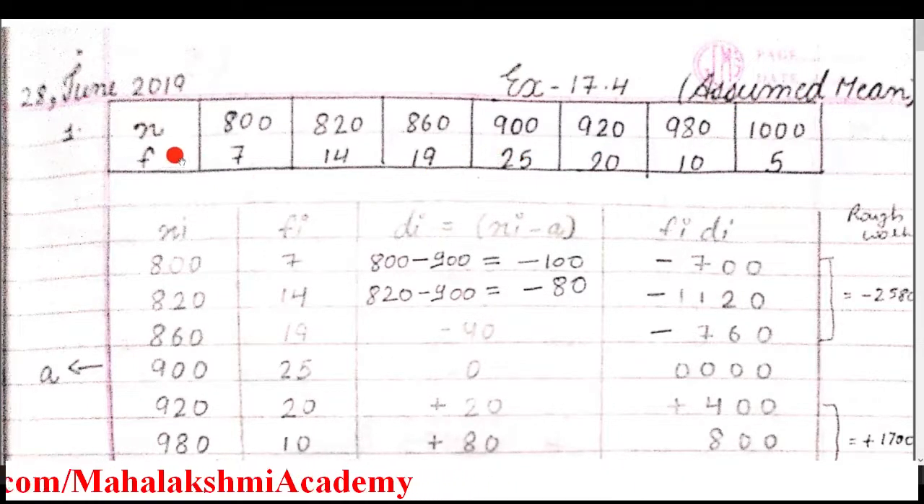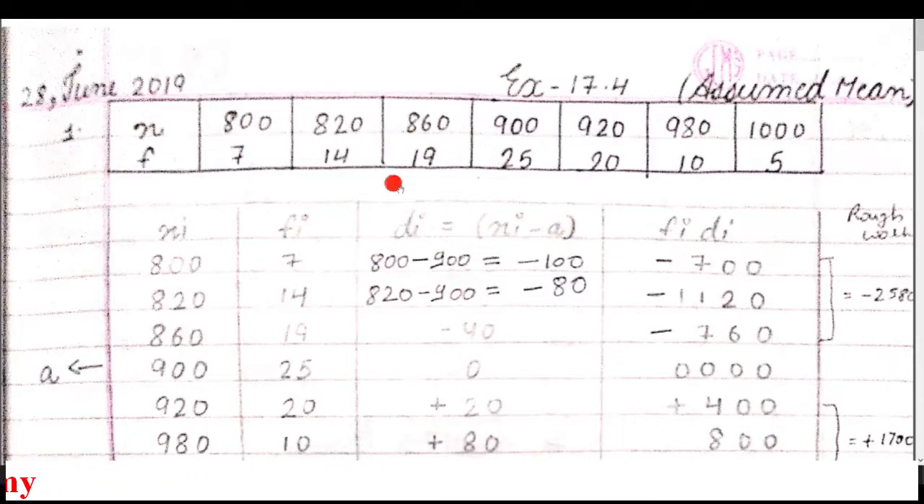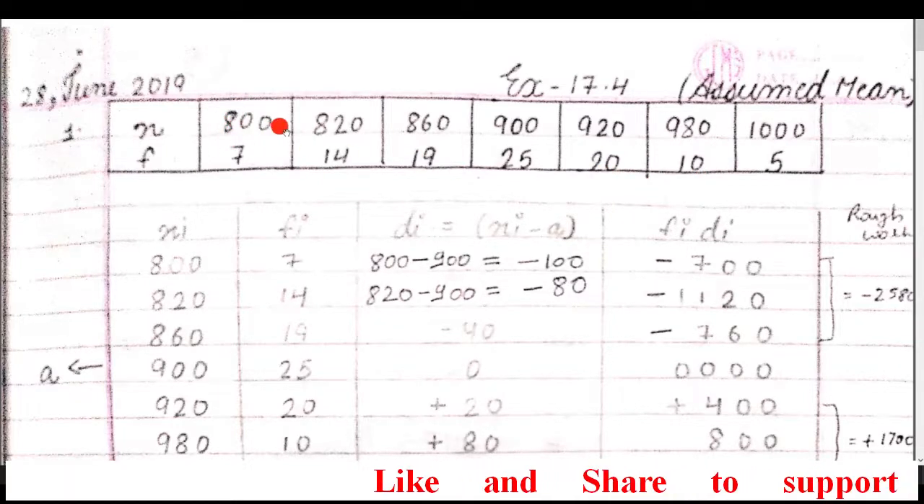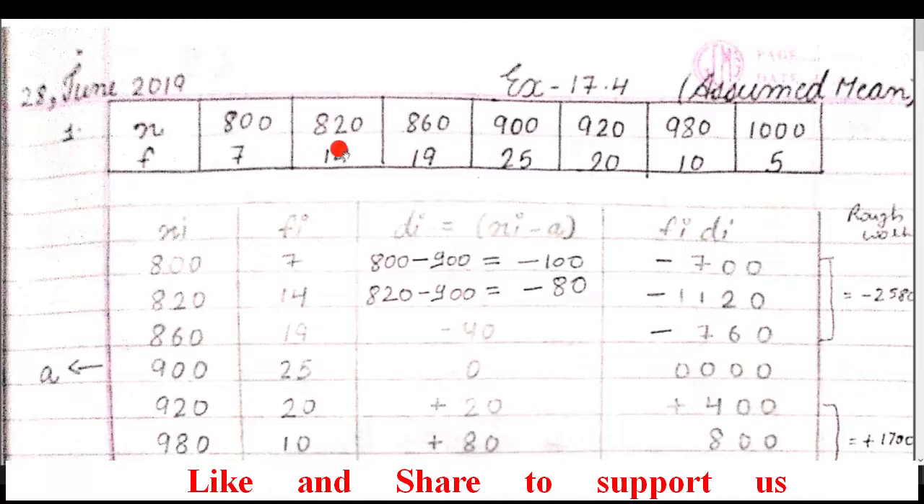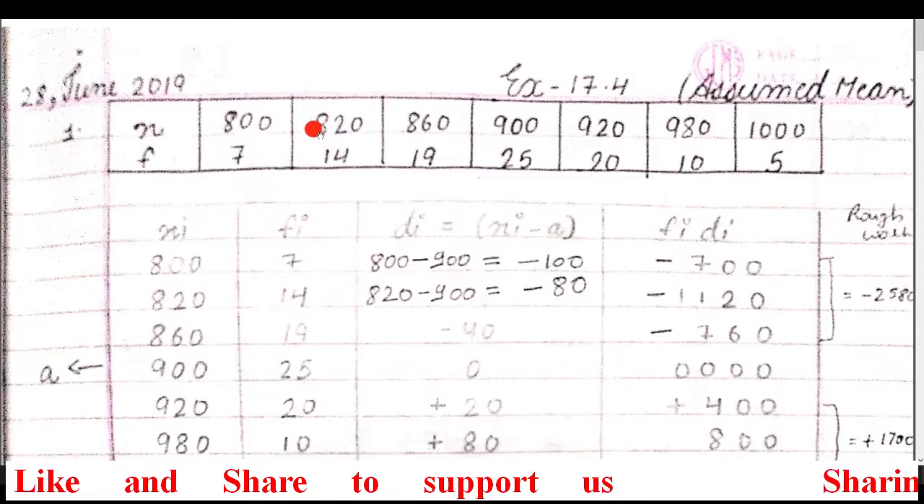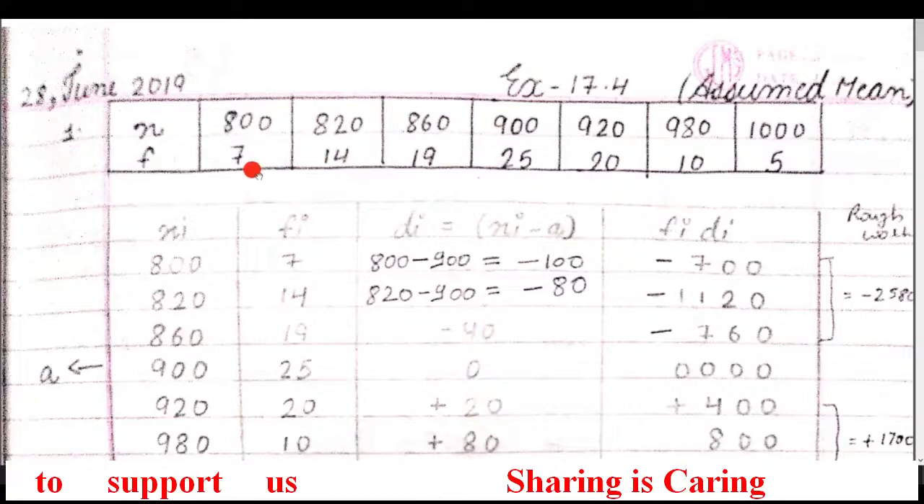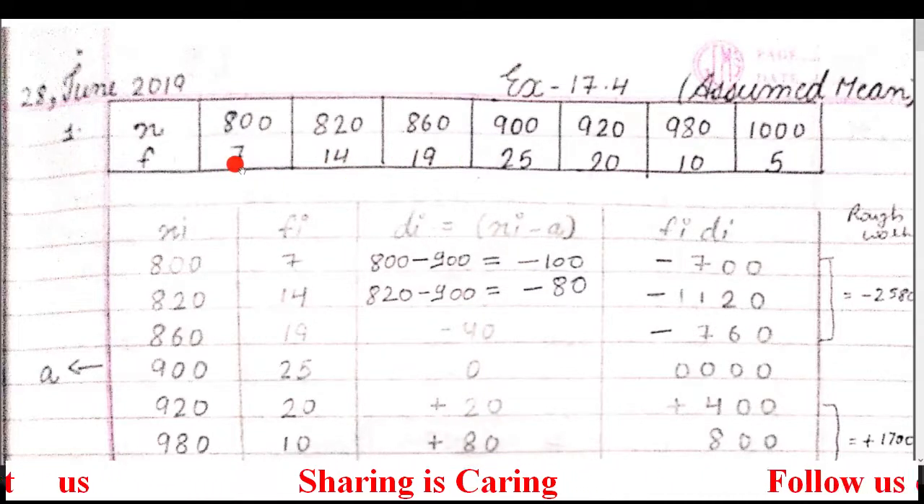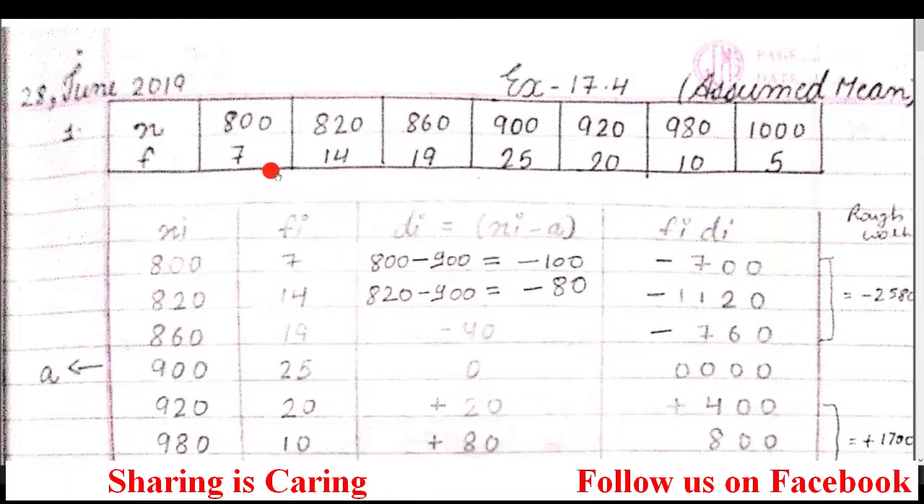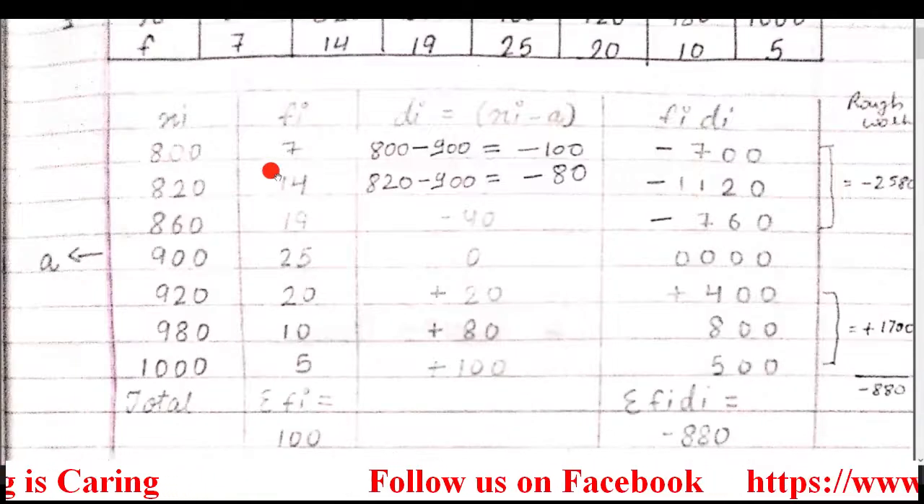In this, the data are available to us, and the frequencies are also available to us. The meaning of this table is that the data is 800 and it is repeating 7 times, and the data is 820, it is repeating 14 times, like this. Now to solve this question by the assumed mean method, the table format is this.